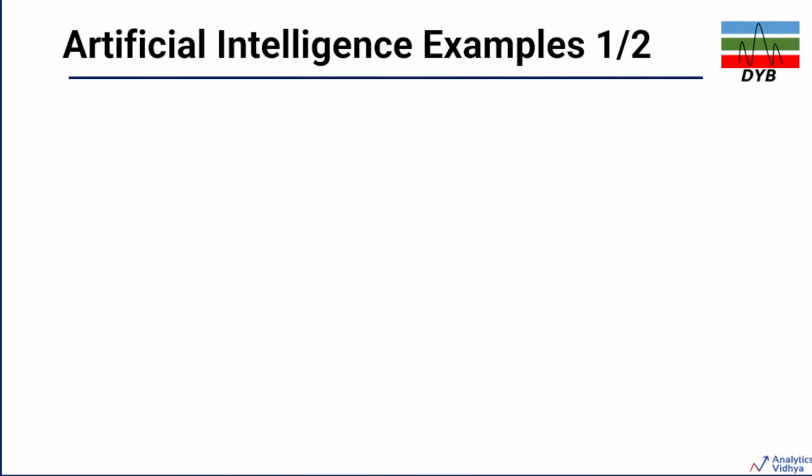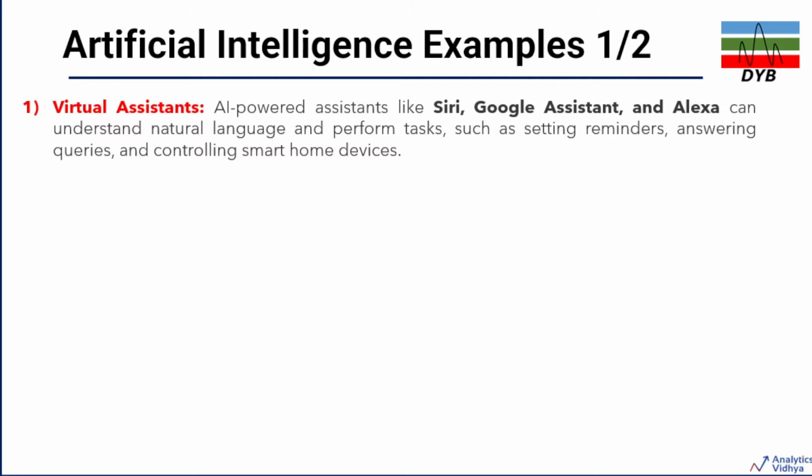So let's look at some examples. I will quickly go through the examples, so you can pause the video and read all the text which has been given. Let's say we have virtual assistants, like Siri in Apple, Google Assistant, and Alexa. They understand natural language, perform the task, and give you the answer.